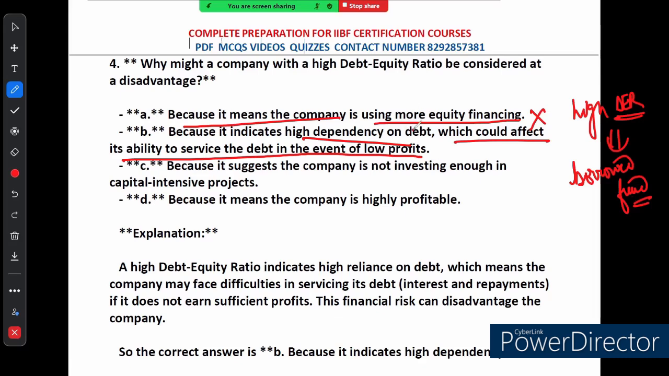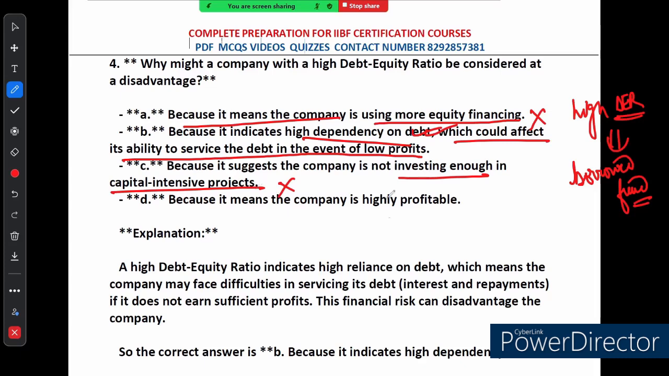So this is the correct answer. And suppose the company's profit falls, low profit is there, then how could the company manage its principal and interest payments, right? It could not manage. So option C says because it suggests the company is not investing enough in capital-intensive projects. While a high ratio could limit a company's ability to invest in projects, this is not the direct reason a high debt equity ratio is a disadvantage. So this is not the best answer.